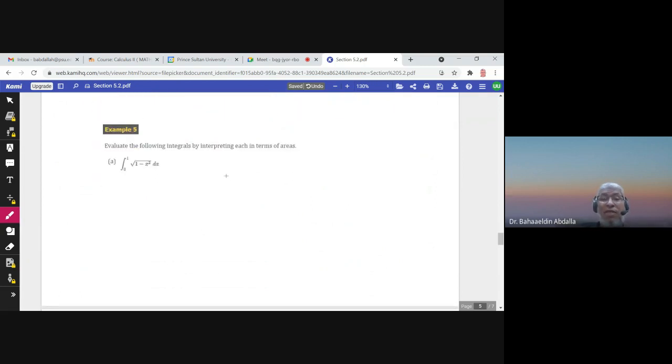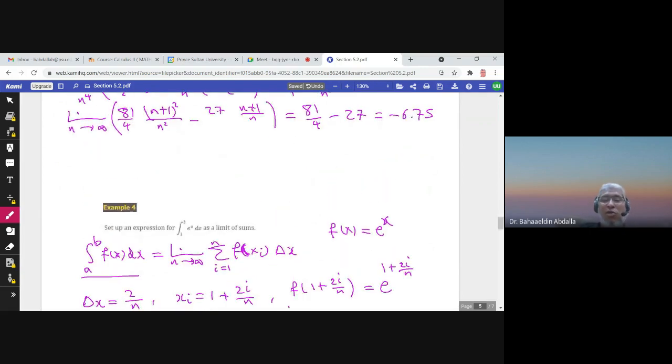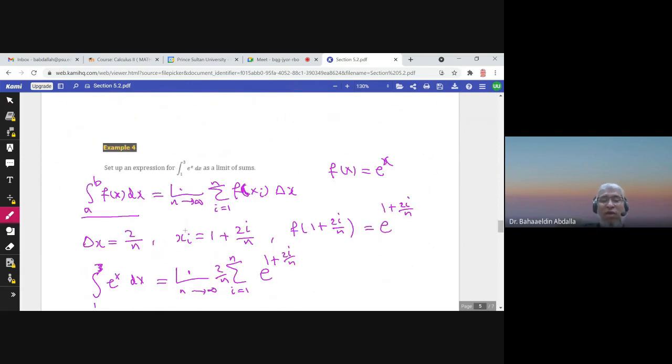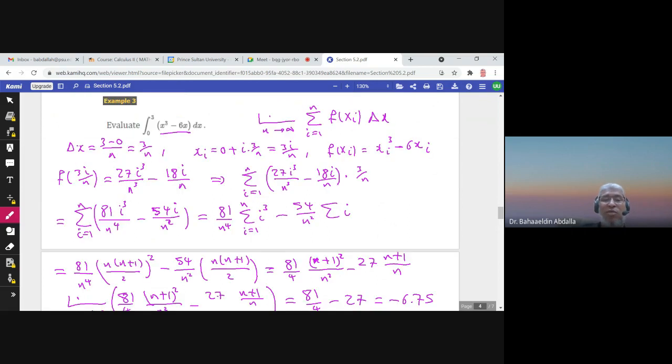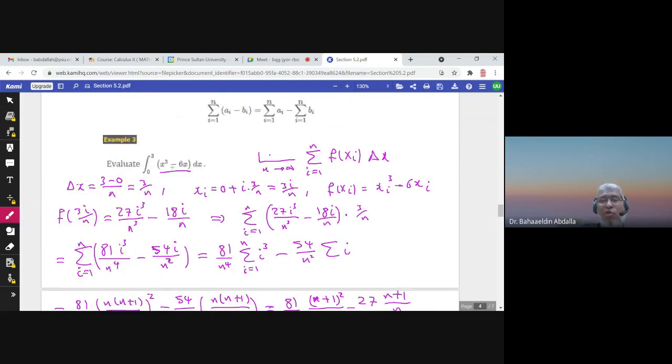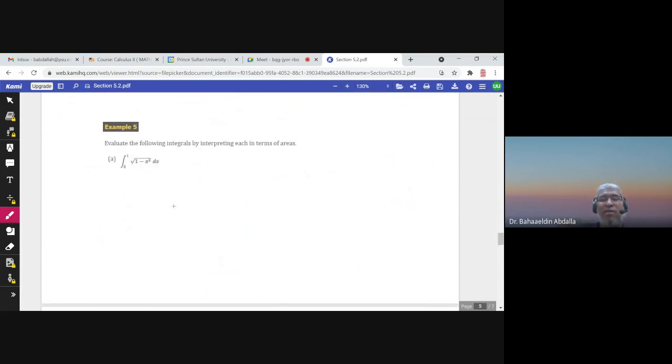Evaluate the following integrals by interpreting each in terms of areas. This is not easy to solve. We cannot find the limit here. That's why we are not asked to find the limits, but to evaluate. When we have a polynomial, power 1, power 2, power 3, we can do that, but with a square root we cannot. So what should we do? We can use a graph. We can graph the function f of x.